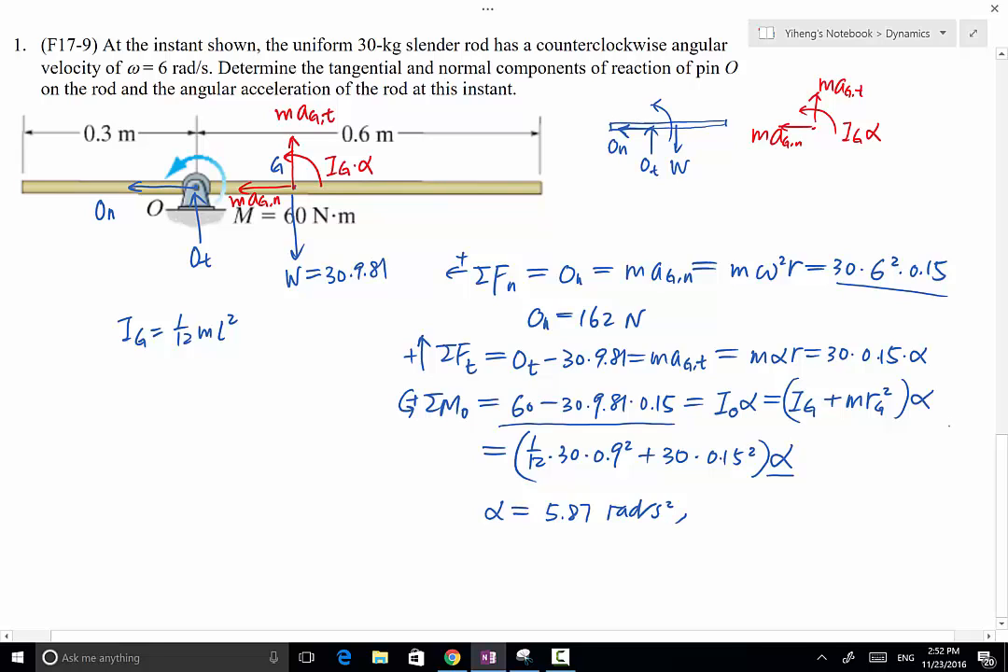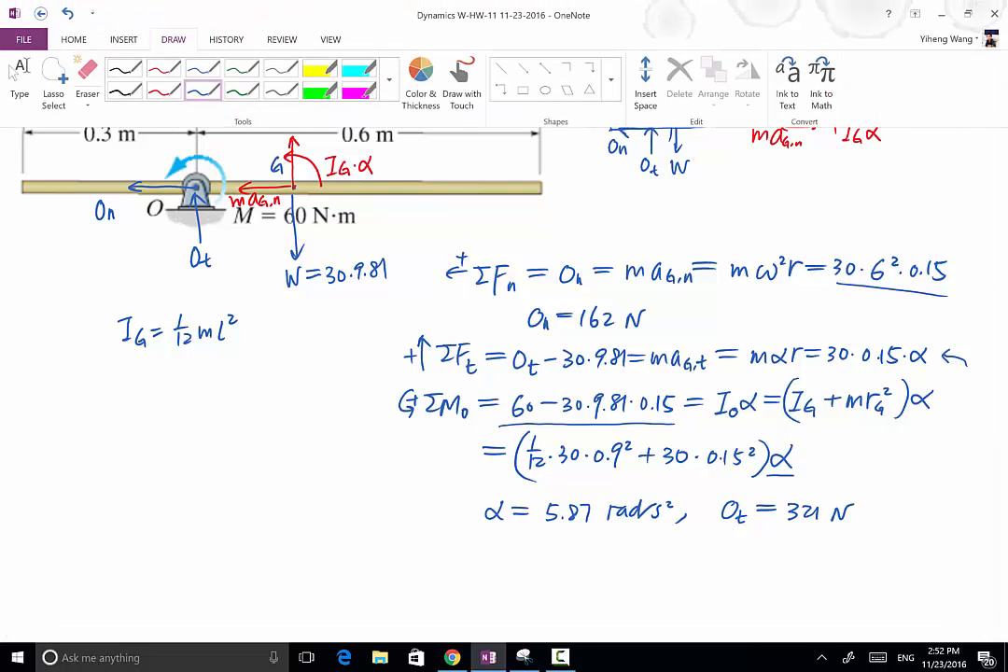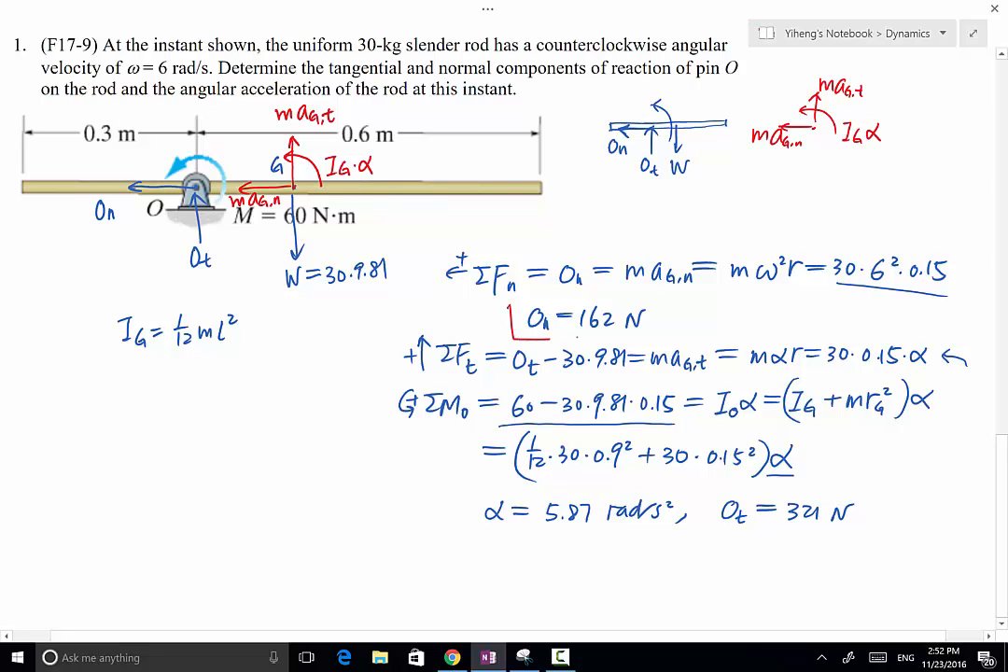And then if we substitute that into the second equation, the only remaining unknown is O_T, and O_T can be evaluated to be 321 Newton. So now we have evaluated the normal and tangential components of the support force at the pin support point, as well as the angular acceleration of the rod. And that solves this problem.